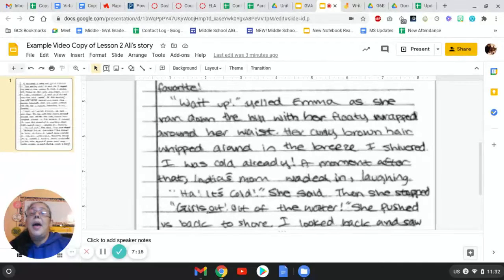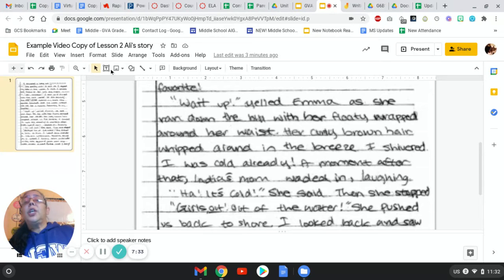Wait up, yelled Emma as she ran down the hill with her floaty wrapped around her waist. Her curly brown hair whipped around in the breeze. I shivered. I was cold already. A moment after that, India's mom waded in laughing.